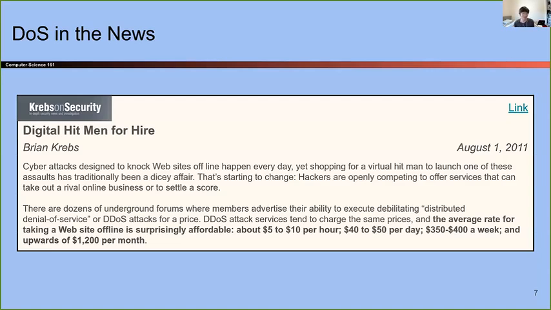These are all, again, somewhat older articles because they were just adapted from the older version of these slides. This article is discussing how it's actually pretty cheap to purchase website offline time: $5 to $10 per hour and only $1,200 per month, which sounds like a lot, but considering that websites can generate millions, billions of dollars per day, this can actually be relatively cheap in the grand scope of things.